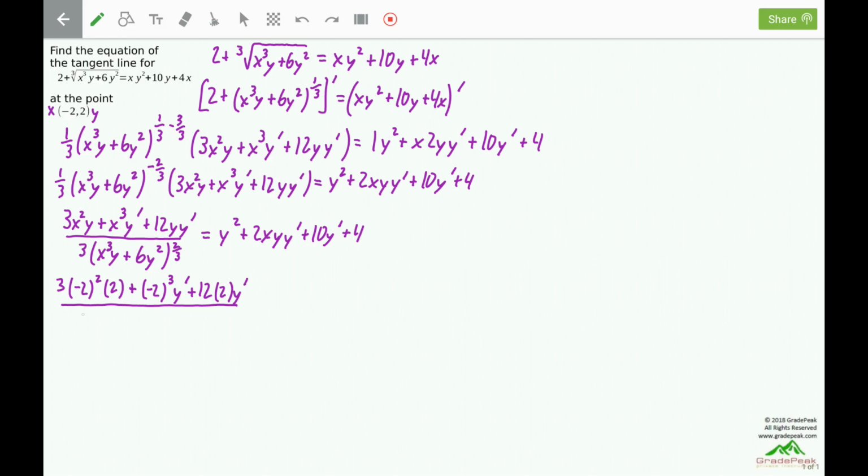divided by 3 times negative 2 cubed times 2 plus 6 times 2 squared, the entire thing to the 2/3 power, equals 2 squared plus 2 times negative 2 times positive 2 times y prime plus 10y prime plus 4.